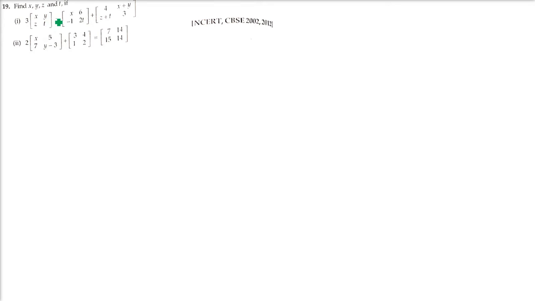Find x, y, z, t if, okay. So 3 into this equals this plus this, and I'm writing it directly. Just multiply this by 3, so 3x, 3z, 3 into y is 3y, and 3 into t. This is equivalent to, on the left hand side we have 2 matrices, so I am directly adding it.